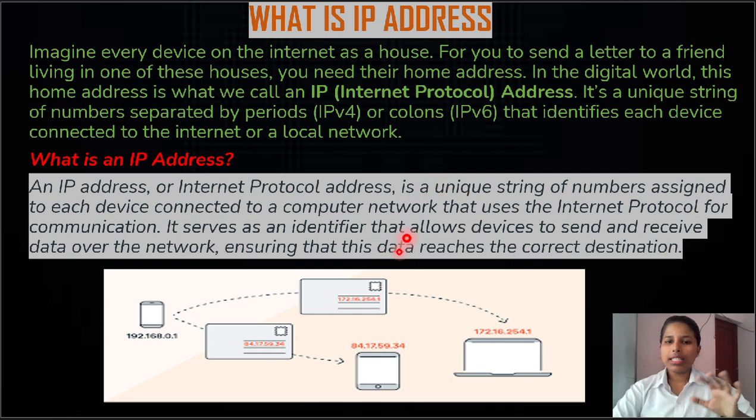Same as on the internet, the post office works as the internet protocol, that is the rule to communicate, which is called IP. It serves as an identifier which allows devices to send and receive data over the network. We will receive letters from the receiver side, from our friends, and we can also send letters to our friends, ensuring that this data reaches the correct destination. By using the IP address, when we give our address, we know that it will reach the right address. Like that, the IP address will ensure that the data reaches the correct destination.